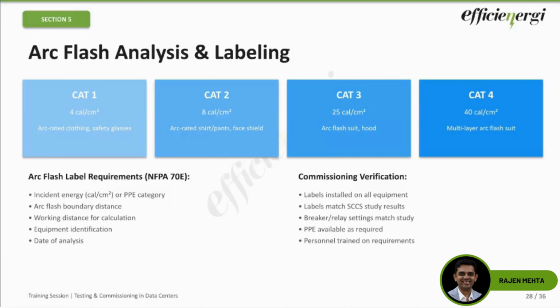The most common issues we have seen in these cases are that labels are not installed before energization, or labels are not final, they are from the preliminary study, or the settings have changed but the arc flash labels have not changed, or the PPE is not available at site. These are the common issues that we typically observe.